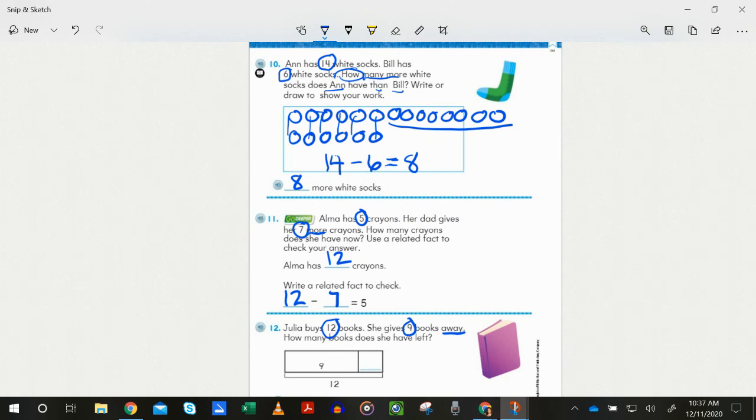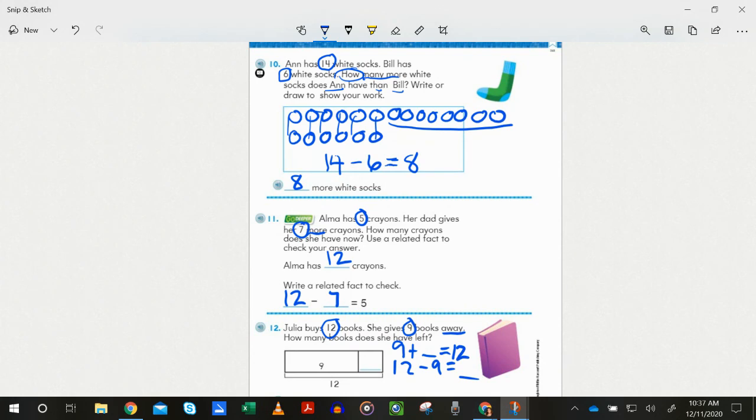Number 12, Julia buys 12 books. She gives 9 books away. How many books does she have left? So 12 is the whole. You can see that on the bar model. 12 goes from beginning to end. One part is 9, and we're finding the missing part. So it's 12 minus 9 equals blank, or maybe you're thinking 9 plus blank equals 12.